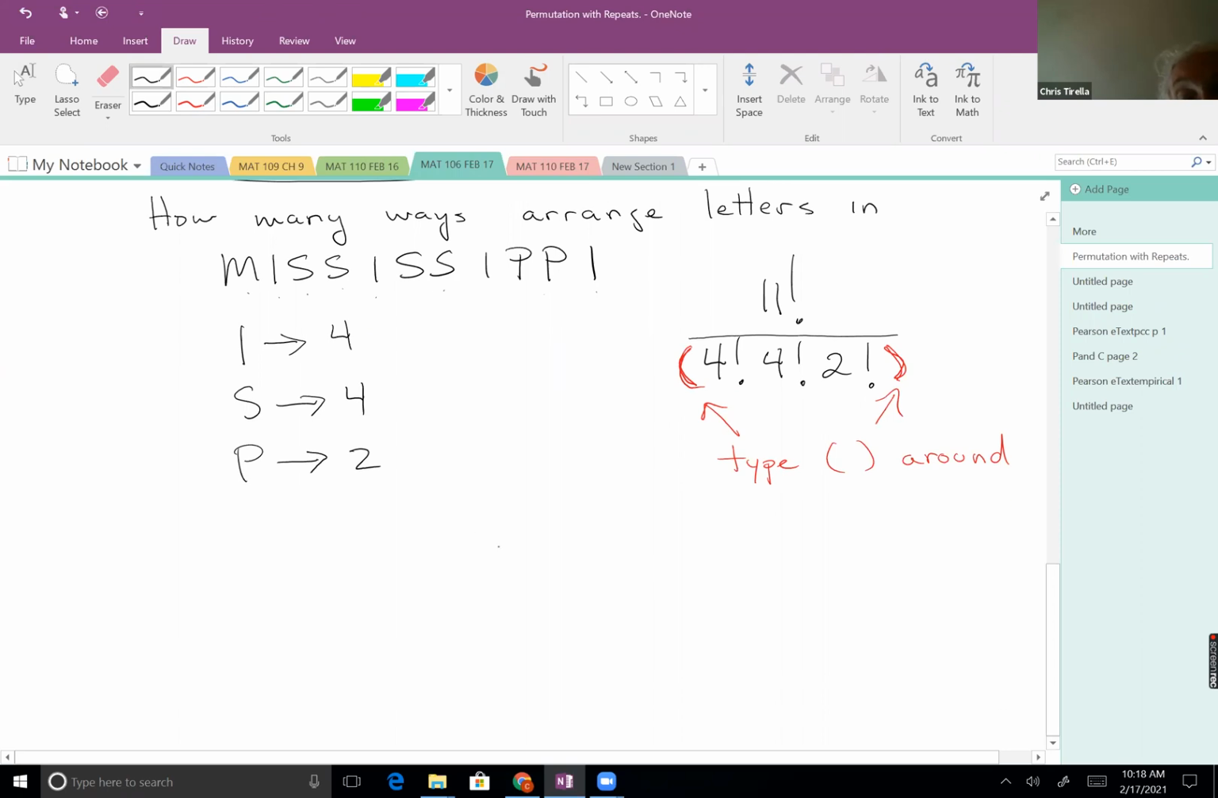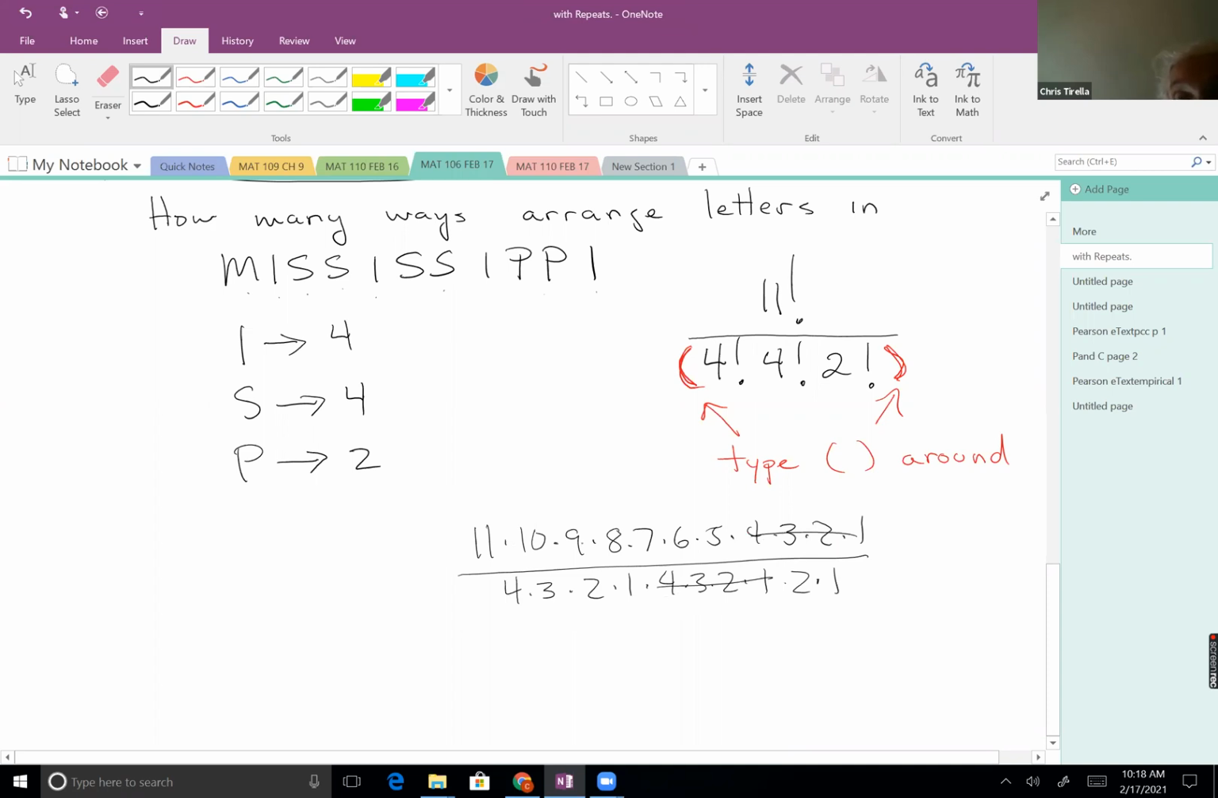11 factorial is 11, 10, 9, 8, 7, 6, 5, 4, 3, 2, 1. 4 factorial is 4, 3, 2, 1. 4 factorial is 4, 3, 2, 1. 2 factorial is 2, 1. And you see, when I start dividing things out, there wouldn't be all that much left.